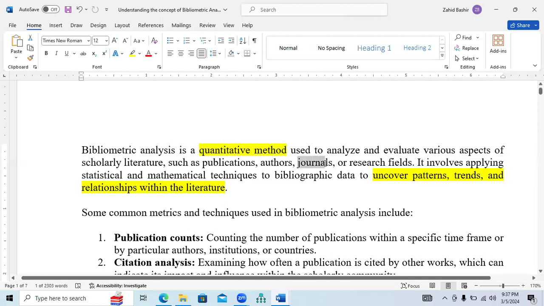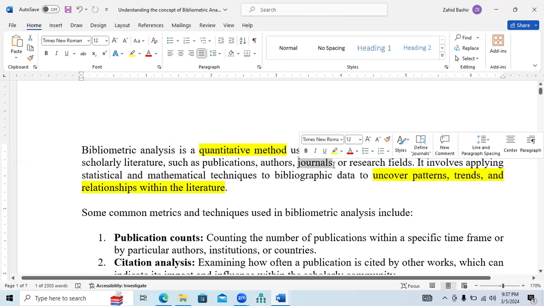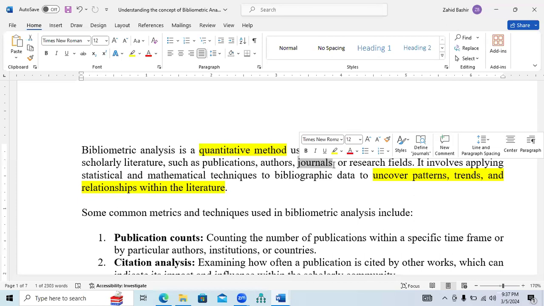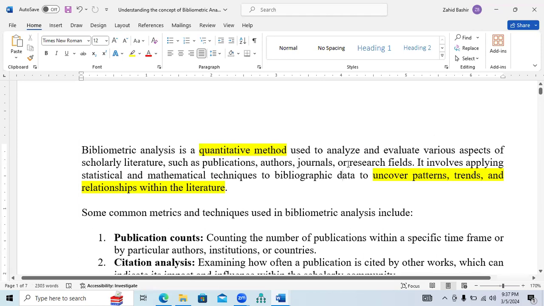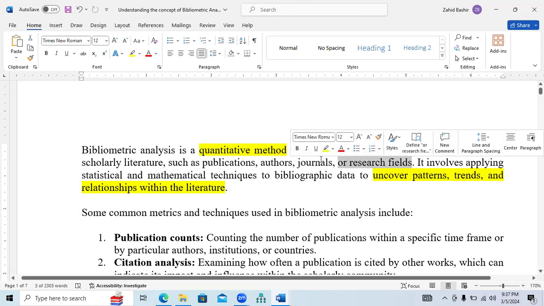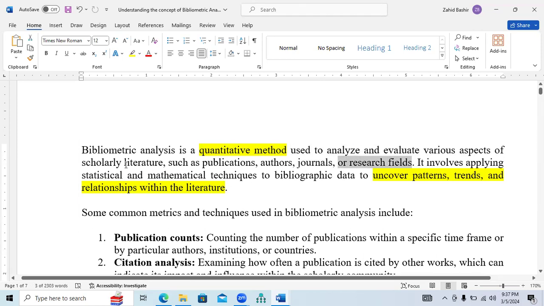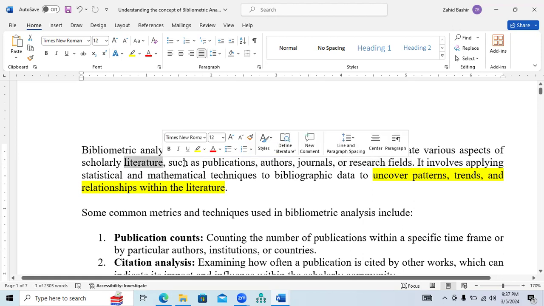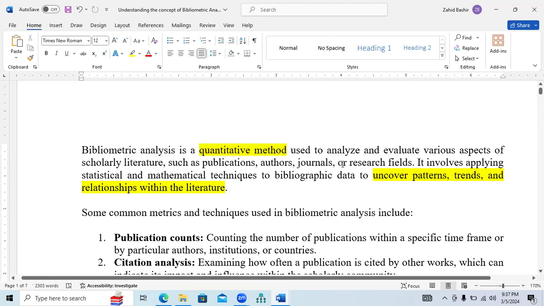And how many journals are actually working in sustainable finance or corporate finance or climate finance, or you may say strategic HRM, SMEs, and so on. So, in a specific research field, when you would like to know how the literature is being developed in a particular domain, we need to do a bibliometric analysis. It helps you uncover the patterns, trends, and relationships within the literature.